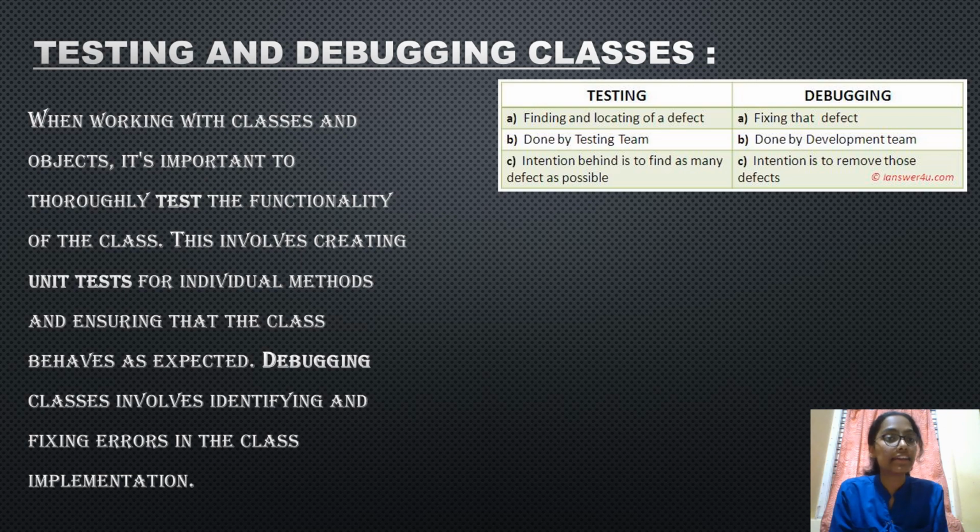So now here we learn about testing and debugging classes. When working with classes and objects, it's important to thoroughly test the functionality of the class. This involves creating unit tests for individual methods and ensuring that the class behaves as expected. Debugging classes involves identifying and fixing errors in the class implementation.